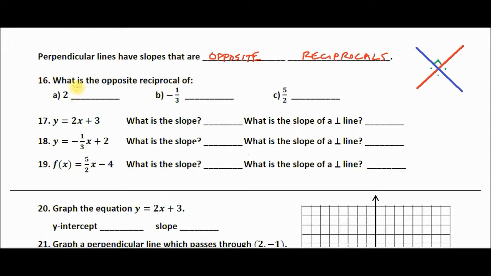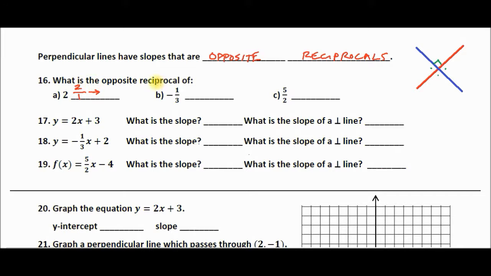Now remember, 2, if we convert that to a fraction, is just 2 over 1. And I like to convert it to a fraction first. And now let's convert that to opposite reciprocals. So if a line or line segment has a slope of 2, then any line that has a slope that is the opposite reciprocal of 2 must be perpendicular to that line.